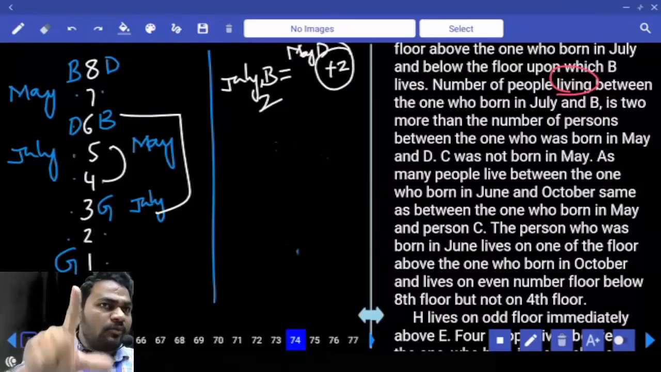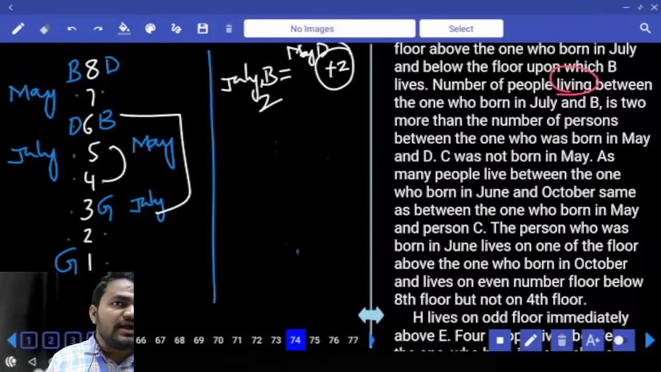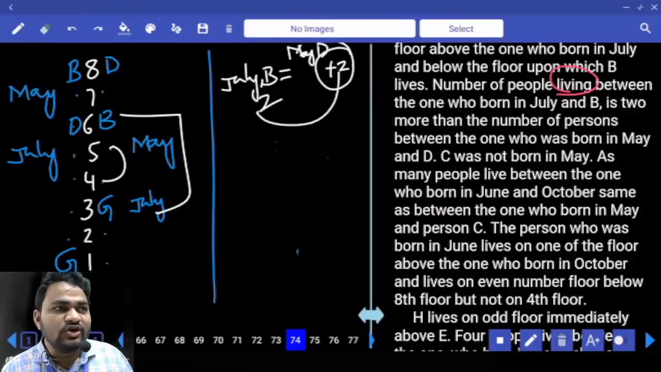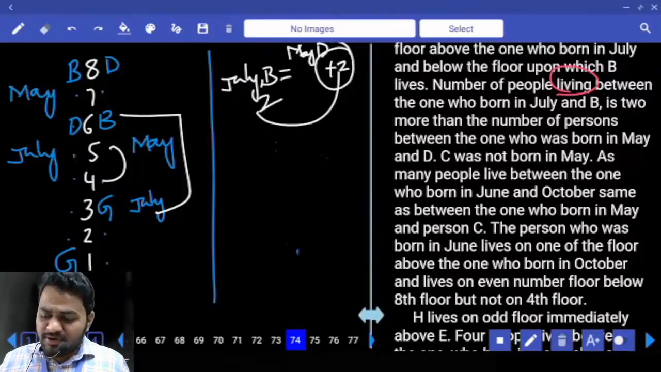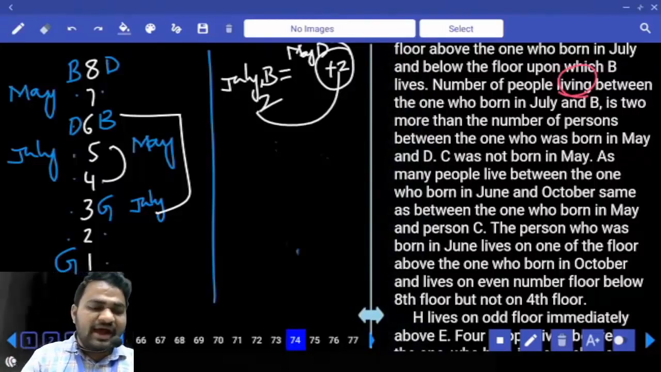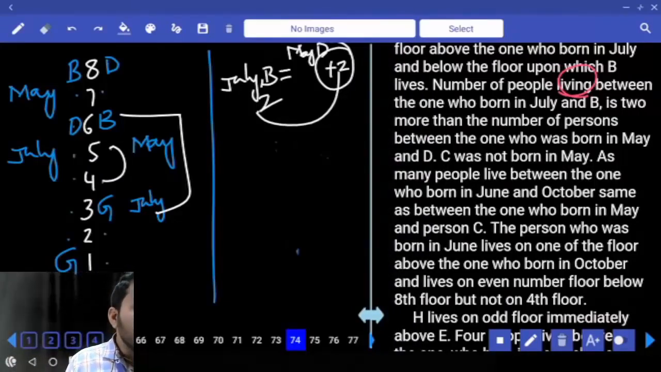Right hand side we have plus 2. If that comes to left hand side, that becomes minus 2. 2 minus 2 is 0, which means number of people living between May and D must be 0 people.